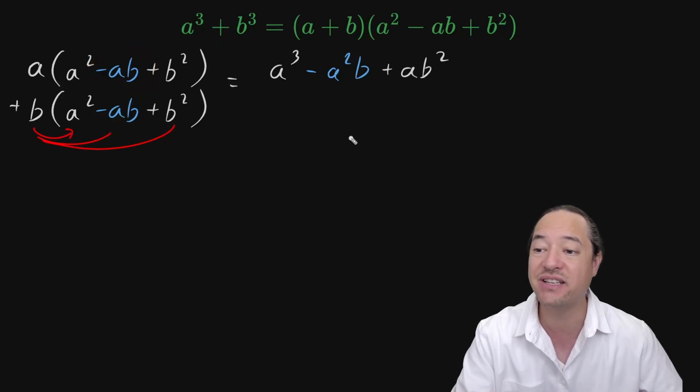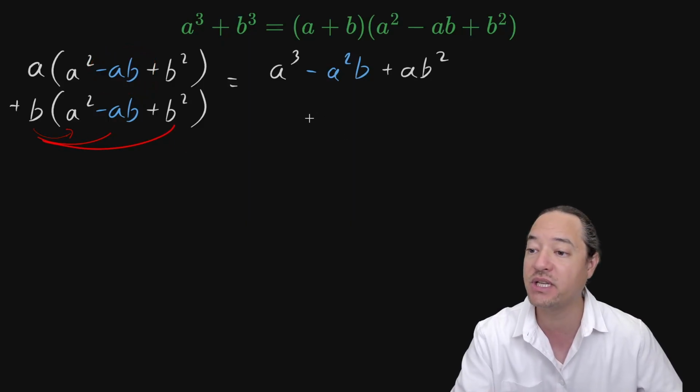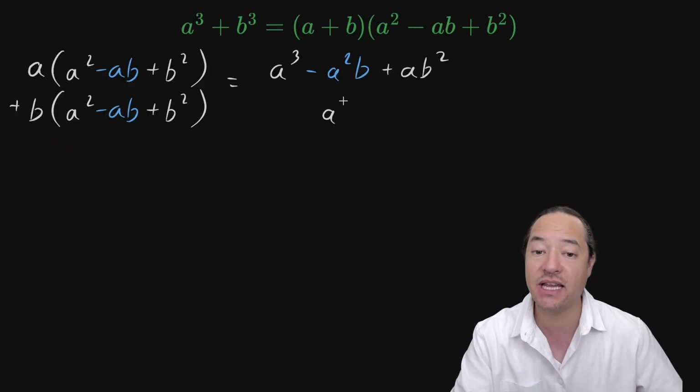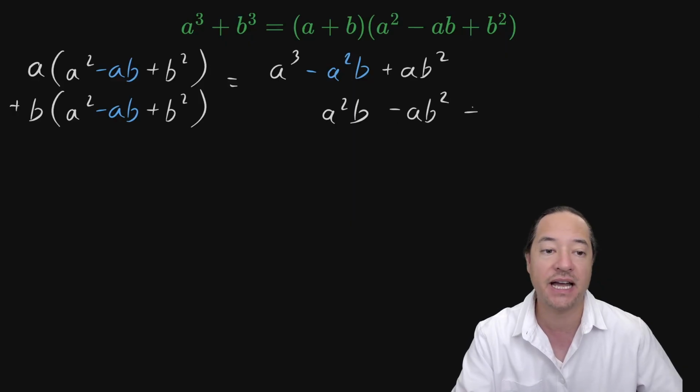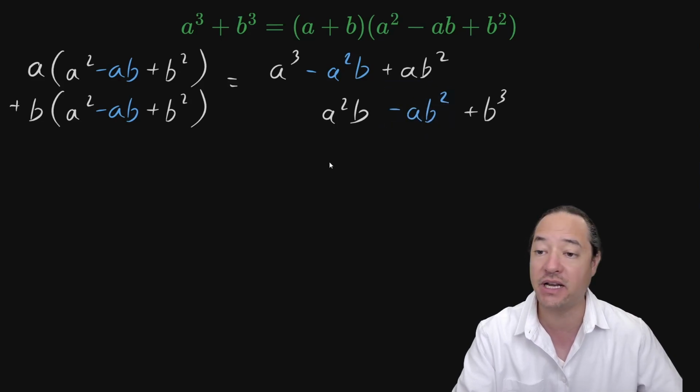distribute, rather, this b into the parentheses here. So that will give me a b times a squared, that's an a squared b. Then I get b times a negative ab, so that'll be a negative ab squared. And then finally I get a b cubed at the end. And this is the term that is the resulting product from multiplying this times b. Okay, and now what do we do?